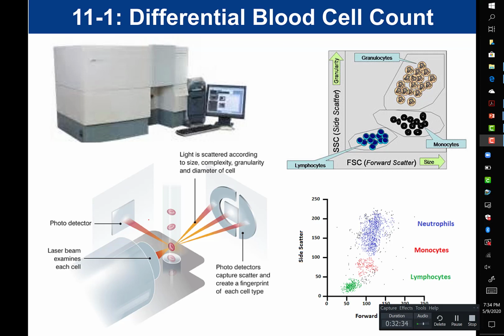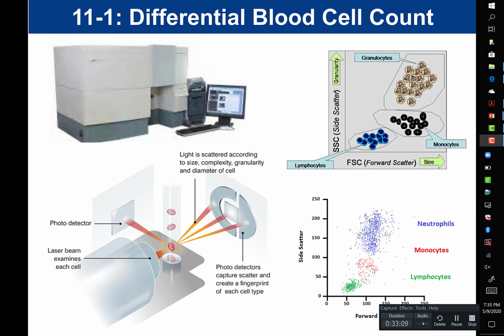For example, if we have a granulocyte and it has lots of cytoplasmic granules, well, when the light hits those granules, it's going to cause the light to bend, and we're going to get a lot of side scatter. And so notice that if we look on this axis at side scatter, the high side scatter would be the granulocytes. Then we have our monocytes, and our lymphocytes would be less. And so what we get is we end up with 3 distinct pools.